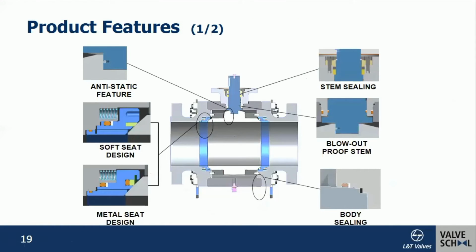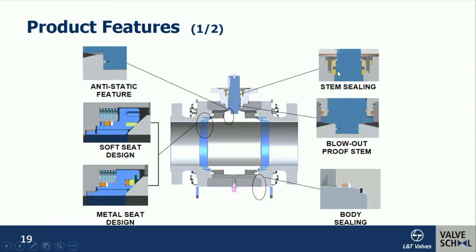So if you look at the typical features, many of them are required in the standard API 6D. The valves are provided with an anti-static feature, because whenever they are soft seated, electrostatic charges could develop. The design should ensure that there is electrical continuity between the seat, ball, stem and the body.